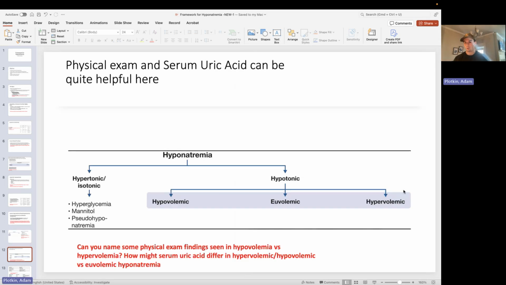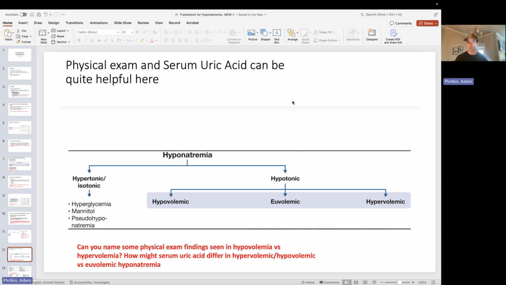So in this case, we're going to want to do a physical exam, and we're potentially going to get a serum uric acid, and I'm going to explain why. In physical exam world, we can break hypotonic down further into, are they hypovolemic, are they euvolemic, or are they hypervolemic? Okay. So I want to talk about serum uric acid, which I've got on the next slide. So we'll talk about that now.